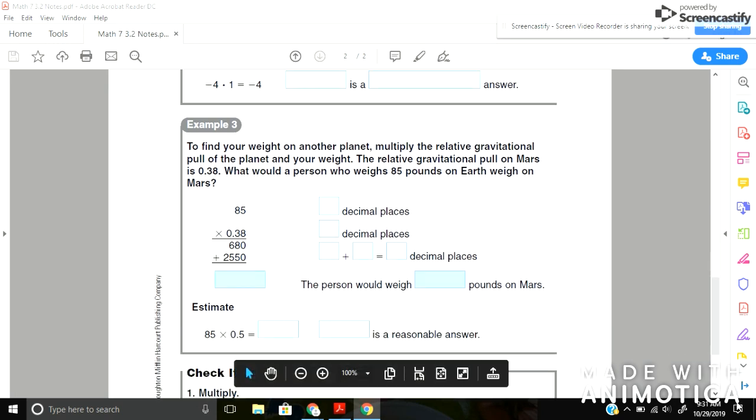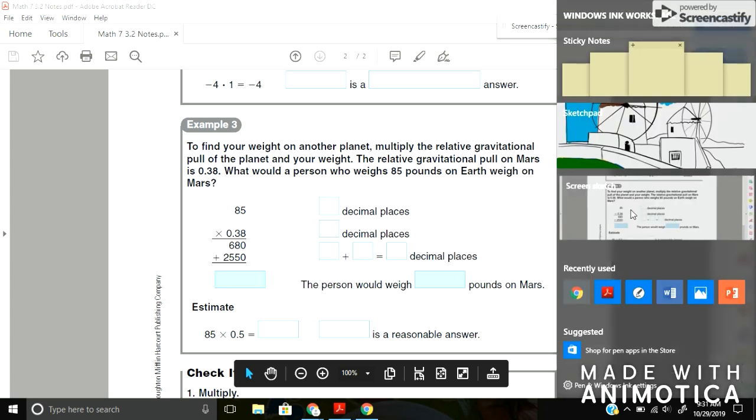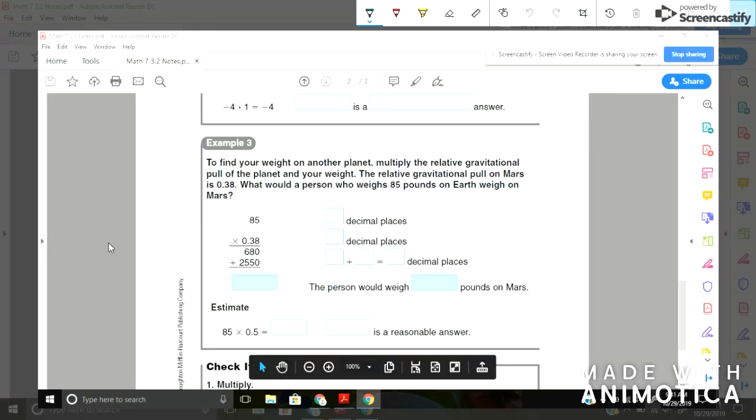And we have a word problem here. And it says to find your weight on another planet, multiply the relative gravitational pull of the planet and your weight. Okay, kind of interesting. The relative gravitational pull on Mars is 0.38. What would a person who weighs 85 pounds on Earth weigh on Mars? Okay, well, 85 pounds has 0 decimal places. 0.38 has 2 decimal places. So 2 plus 0 is 2 decimal places that I'll have in the end.